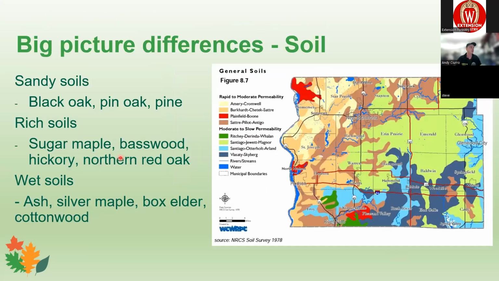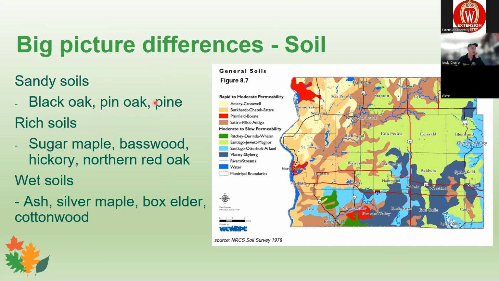And then another big picture difference is the soil. What kind of soil are you standing on? If you have really sandy soil, you're really only going to have some kind of scrubbier oak species. So black oak, pin oak, those are both what I'd call scrubbier oak in terms of appearance and growth. They don't grow nice and tall and straight, I should say, like a white oak or a northern red oak. And pine. Though that's pretty much the only thing.